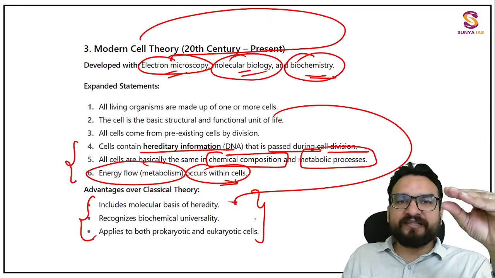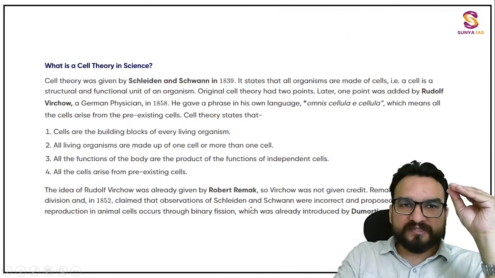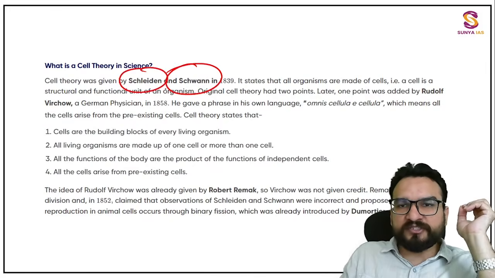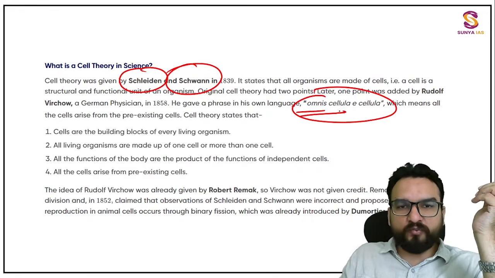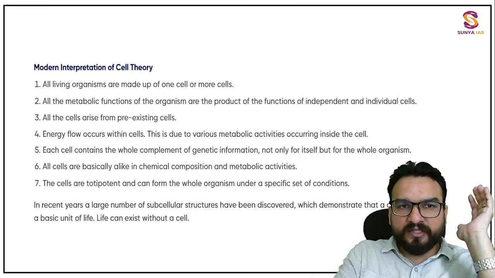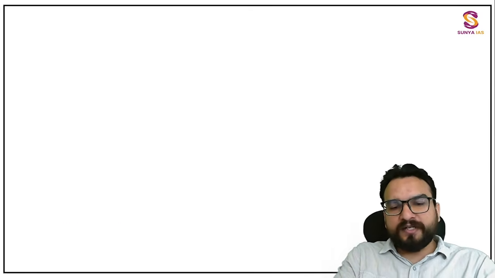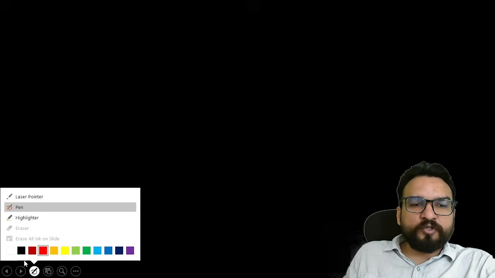So classical cell theory and modern cell theory, I hope you are understanding. If you want to see more about them, it is already written here. The same information is written in the same way. Just read it out. You have to remember this only. Right? In modern cell theory, you will be finding more points over here. So with respect to cell theory, I hope you have understood.